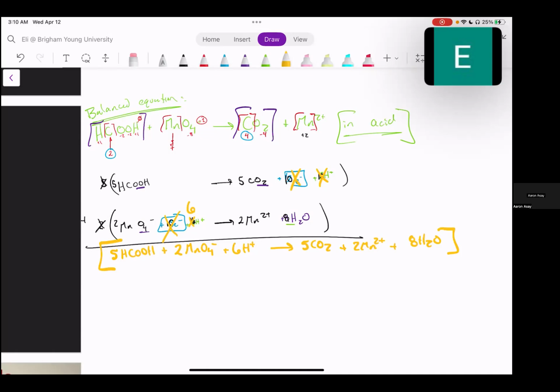Cool. So now let's figure out how to do this in basic solutions. Remember, this was our acidic solutions.